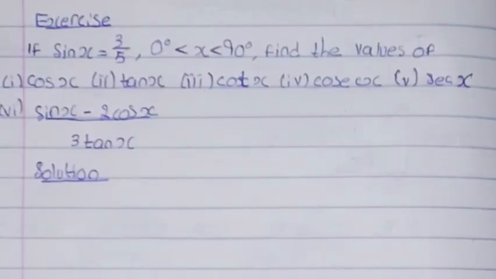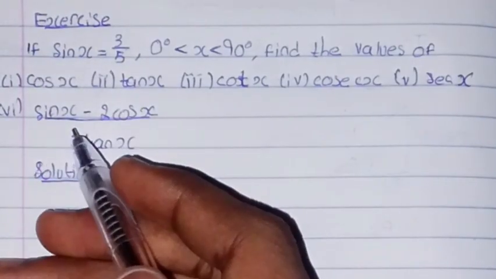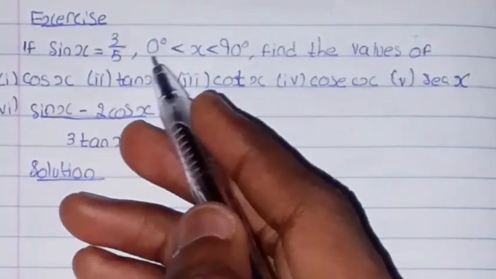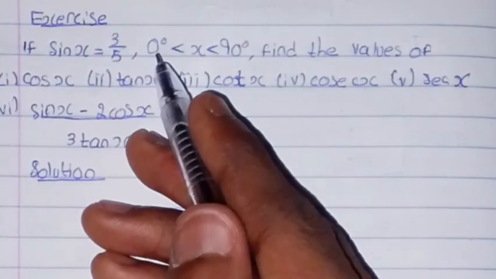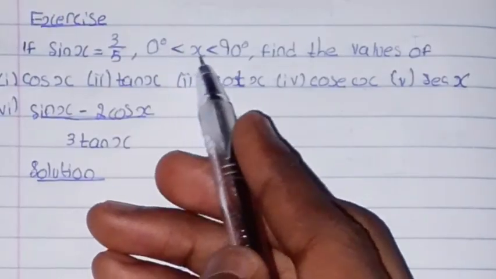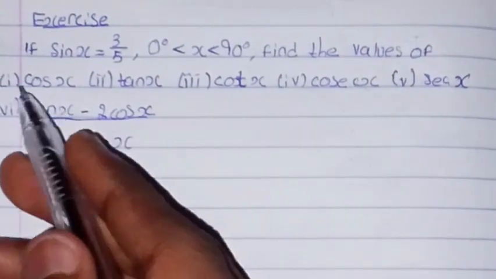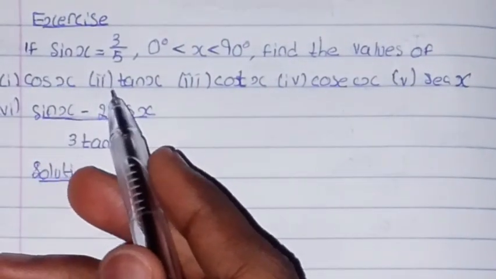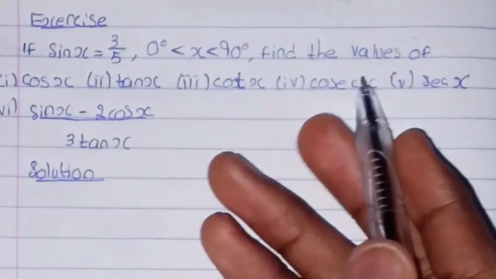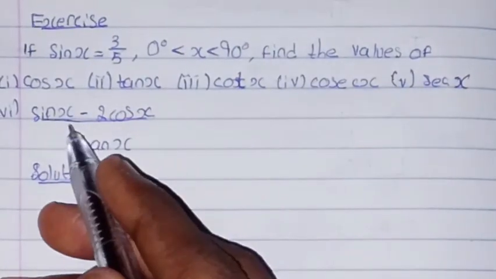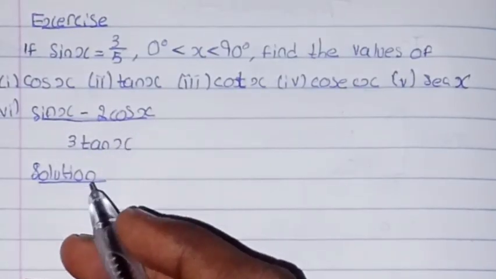Alright, so we have an exercise to tackle, and it says if sine x is 3 over 5 and 0 degrees is less than x is less than 90 degrees, which implies that x is between 0 and 90 degrees. Now, we don't have to bother much about this, it just implies that our value of x is acute. Find the values of i cos x, ii tan x, iii cot x, iv cosec x, v sec x, and lastly vi sin x minus 2 cos x all divided by 3 tan x.